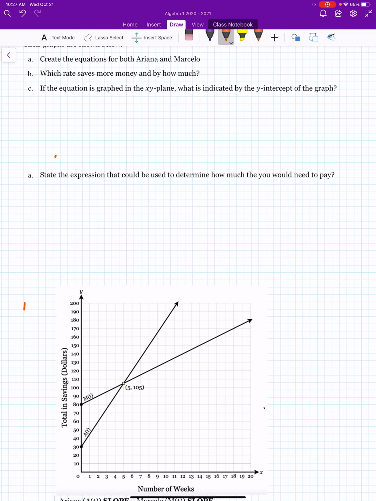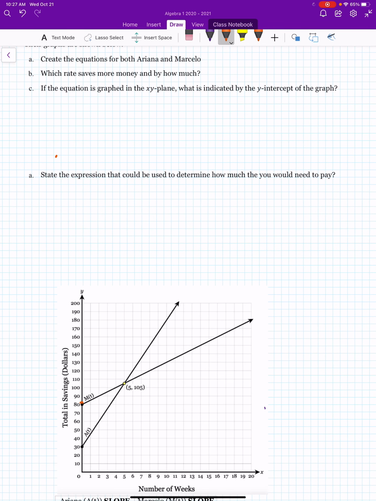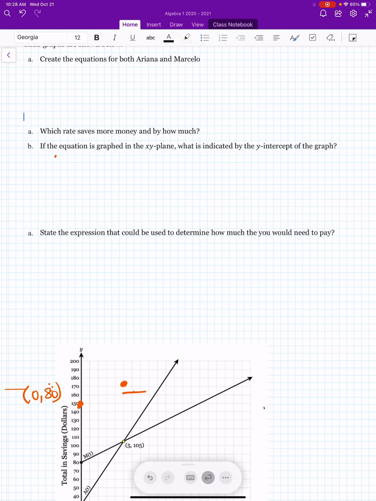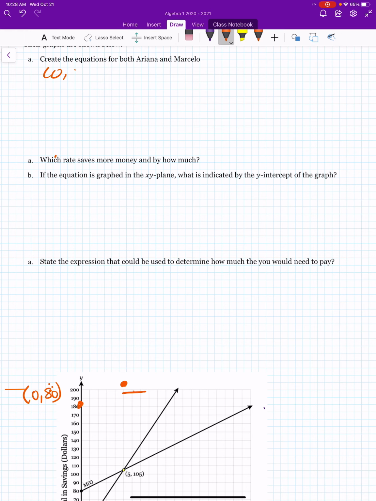Looking at this graph, let's first find the slope. Marcelo's point is on the y-axis at 80, so that's our point (0, 80). And our point of intersection is (5, 105) you see here. So now let's solve for that slope. Subtracting y2 minus y1, 105 minus 80 divided by 5 minus 0. 105 minus 80 is 25. 5 minus 0 is 5. Therefore, the slope is 5. We'll get into the equation in a bit.